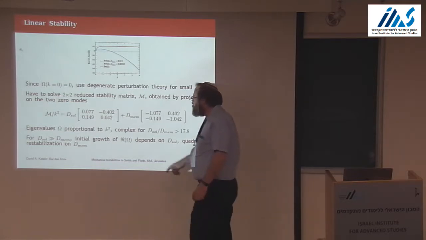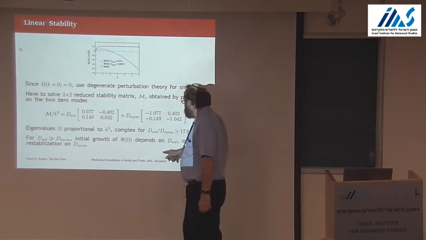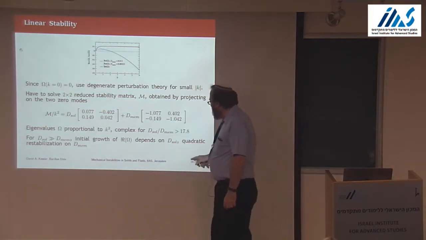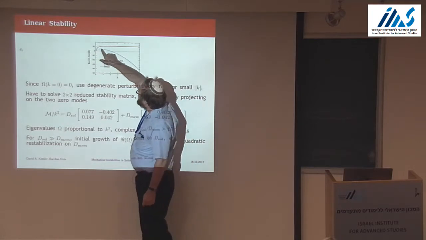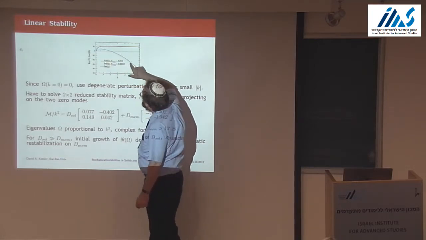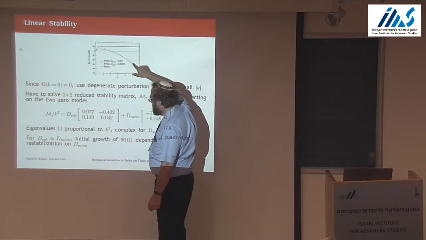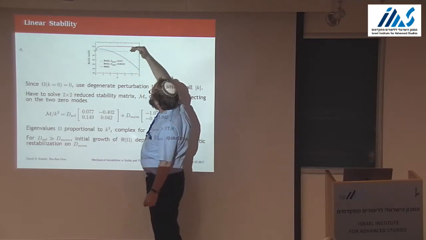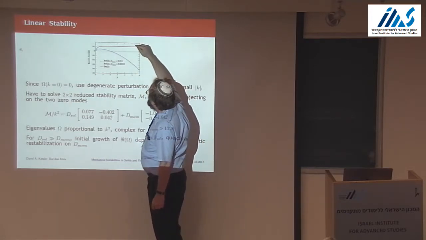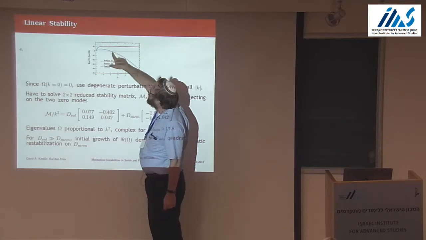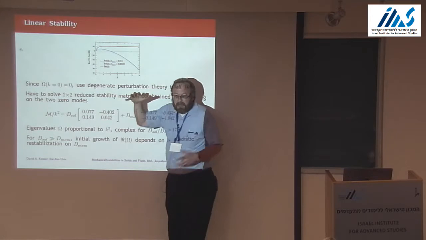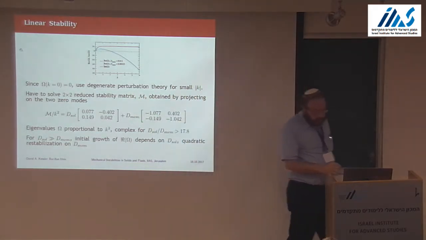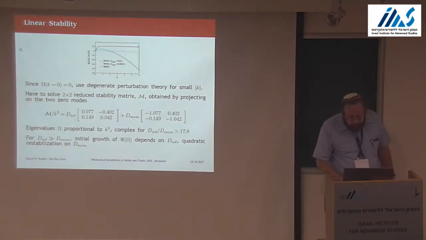So for D cytosol much, much bigger than D membrane, the initial growth rate depends on D cytosol, and the eventual restabilization depends on D membrane. So when D membrane is big, then it happens here. When D membrane gets smaller, the eventual restabilization happens at much larger length scales, but it always happens.